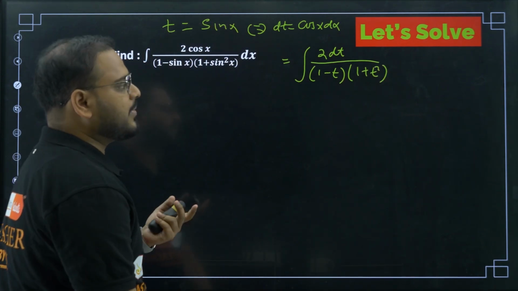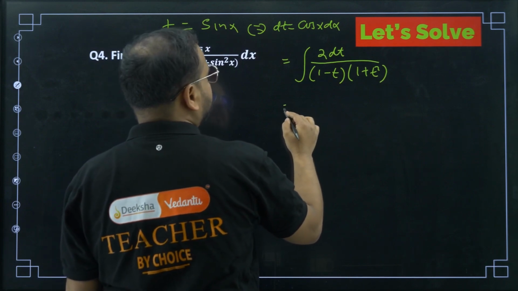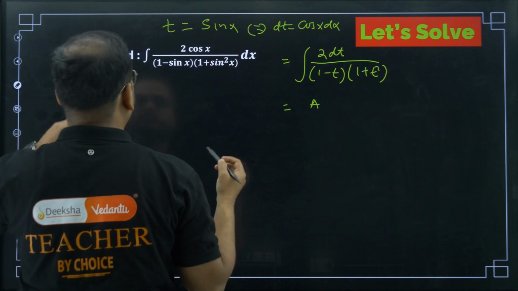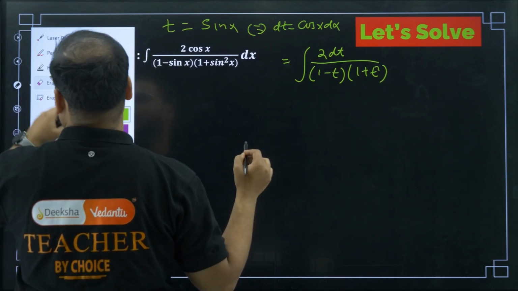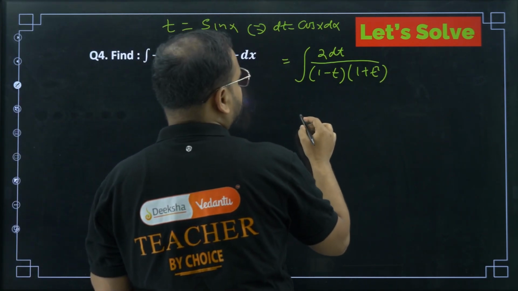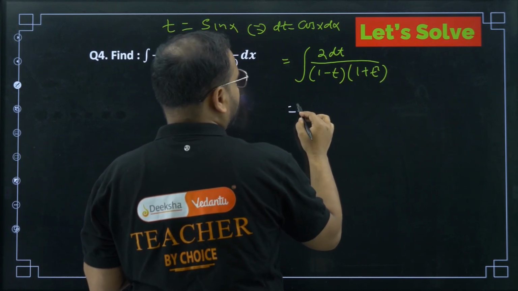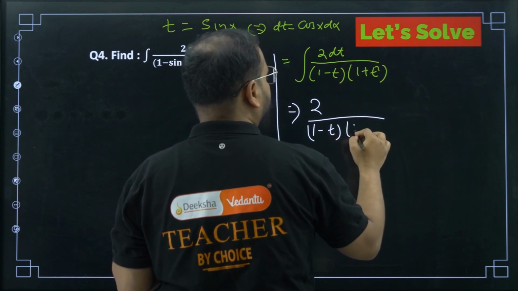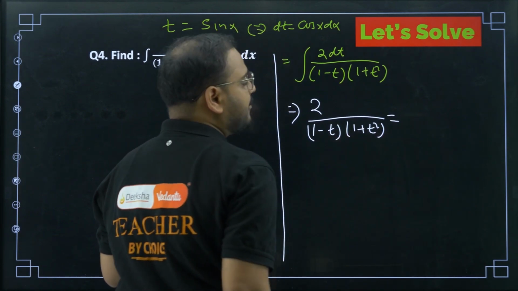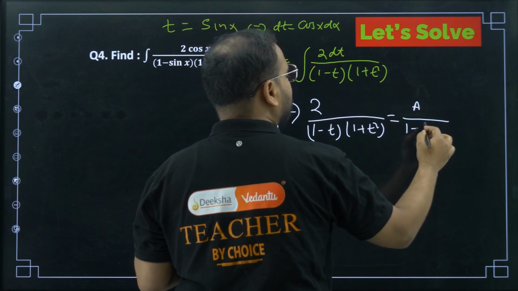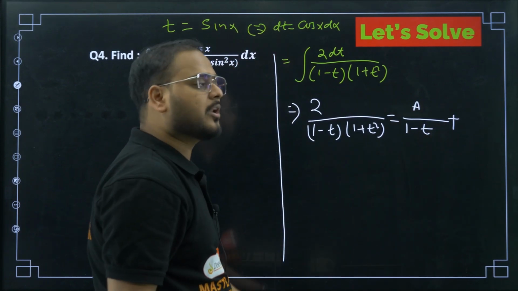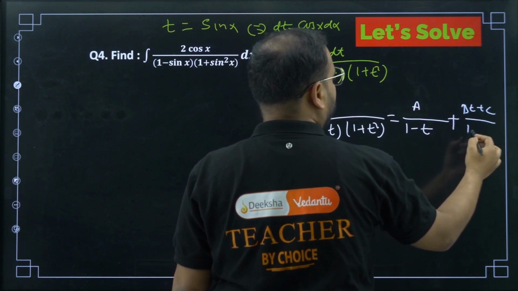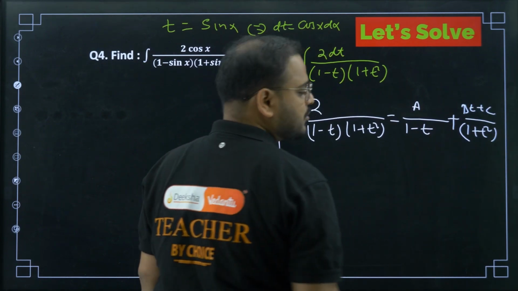Then how will you solve this? Just take the partial fraction, same way. I'm doing only the partial fraction, not the integration. So 2 upon 1 minus t and 1 plus t square is equals to what? First I will take A upon 1 minus t, and next what can I take? Can I factorize 1 plus t square? No, sir. So I'll take Bt plus C upon 1 plus t square. Yes or no? Yes, sir.